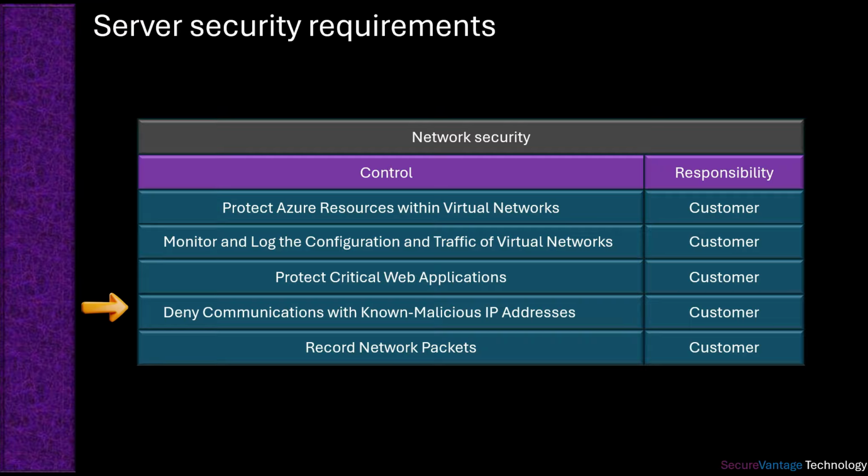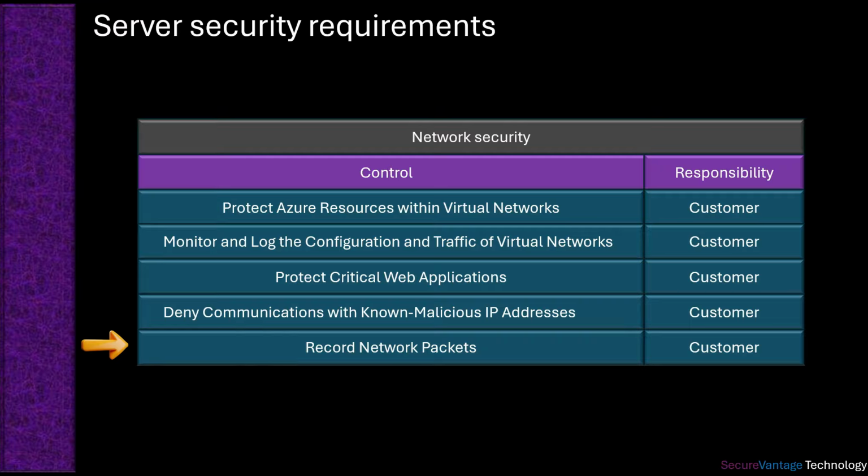To deny communications with known malicious IP addresses, enable DDoS standard protection to guard against massive attacks, like building a moat around your castle. Use Microsoft Defender for Cloud's threat intelligence to block any known baddies. Also limit who can access your VM, and only for short periods, with just-in-time network access. If the system detects anything suspicious, it can adjust your defenses automatically.